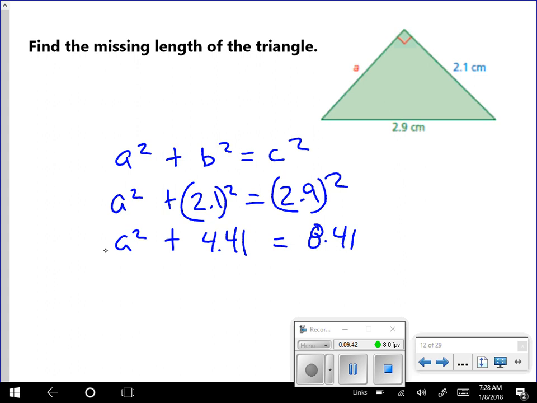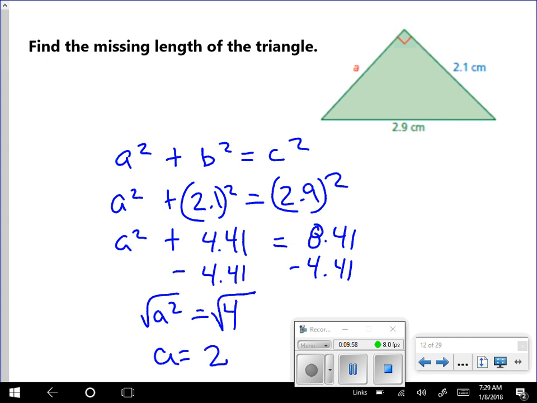All right, so our goal is to get A alone to solve for A, so I'm going to subtract 4.41 from this side. So I have A squared equals, well, that cancels, we get 4. So now I just want to get A alone. I'm going to take the square root, so A is equal to 2 centimeters. Perfect.